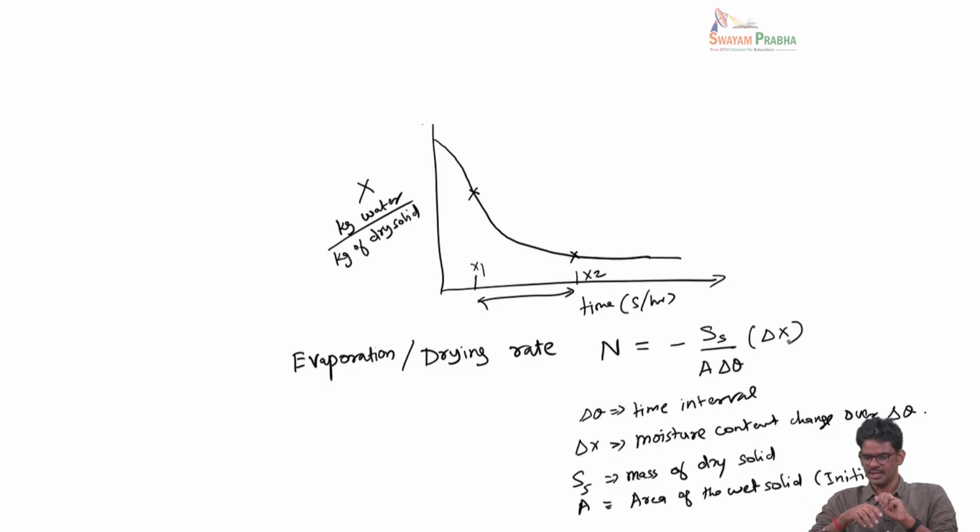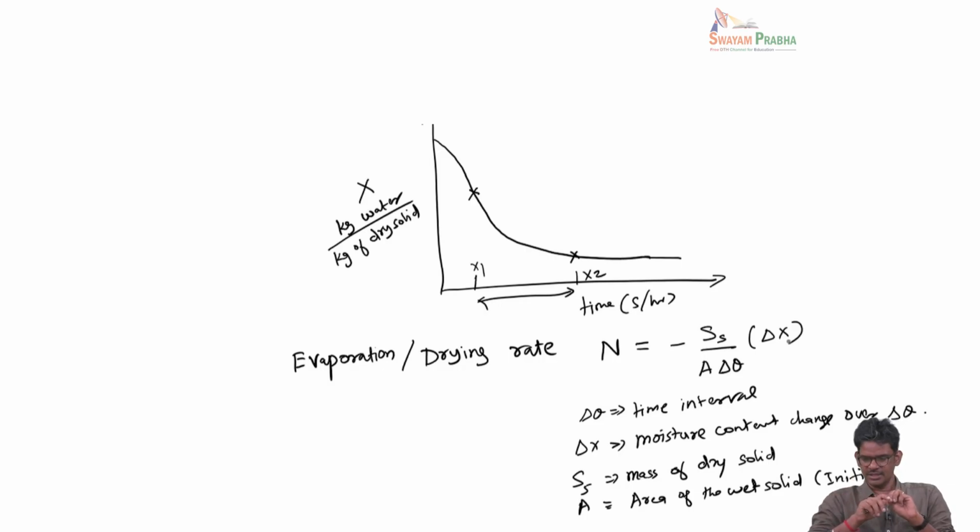Okay, and area A is also very important, because as the material dries, the total area available for drying will also change, because initially the moisture will cover the solid, the area is a little different. As it dries, the amount of water content decreases, the area may also change, but for now we will say this area is the initial area before you start the drying.